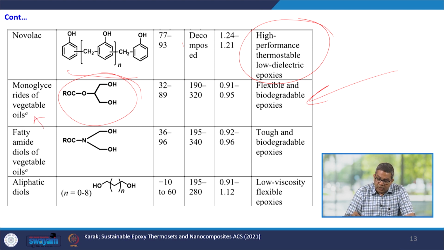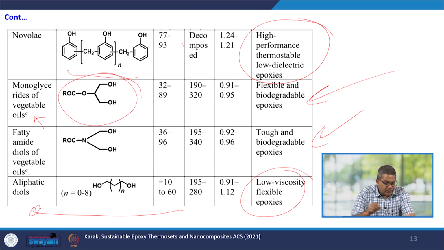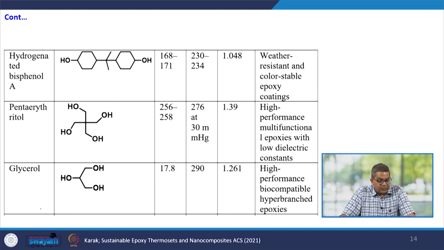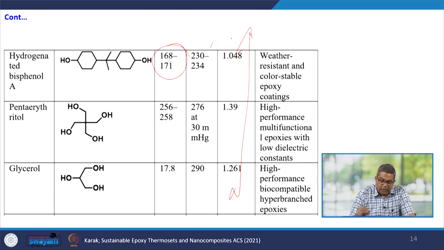Then if we are looking for tough and biodegradable epoxies, then fatty amide oils of vegetable oils are offering a better candidacy. And if we are looking for a low viscosity flexible epoxy, then there are certain aliphatic diols. Apart from this, the hydrogenated bisphenol offers this, see the difference in melting point and difference in the density. They are weather resistant and color stable epoxy.